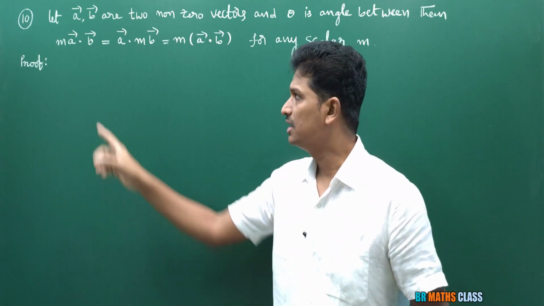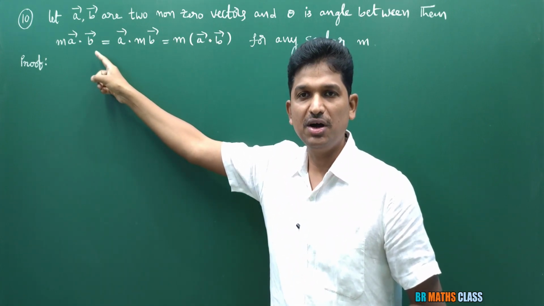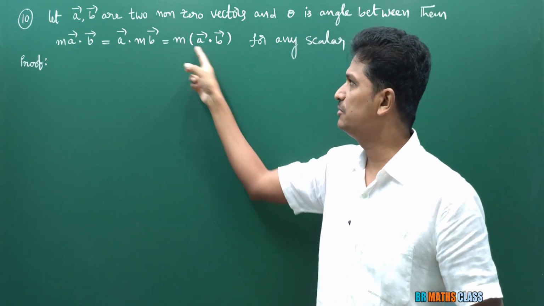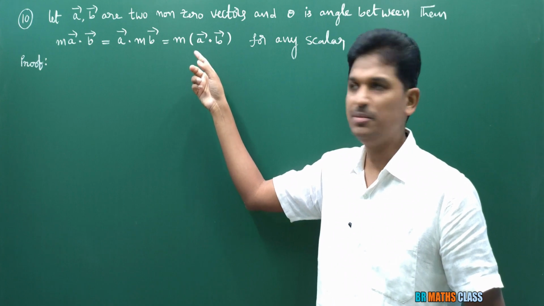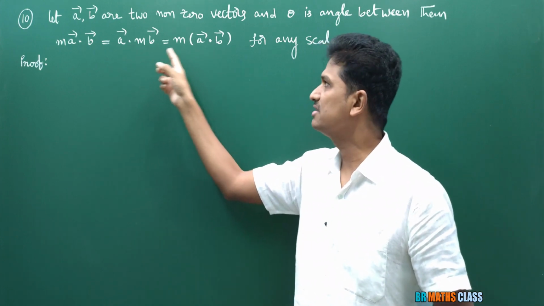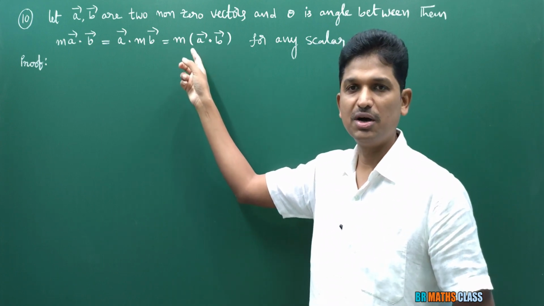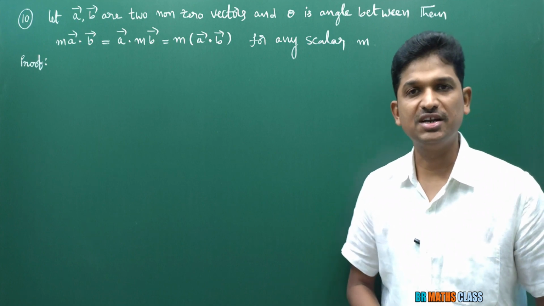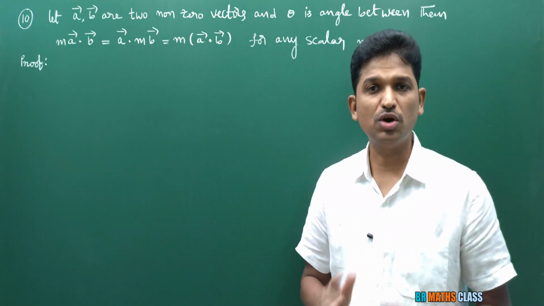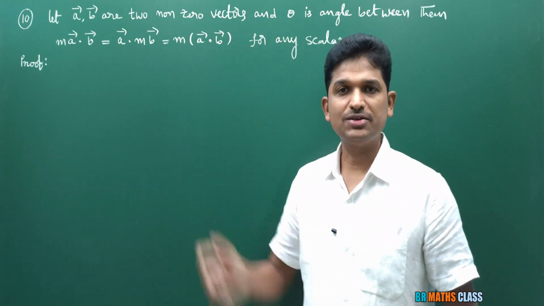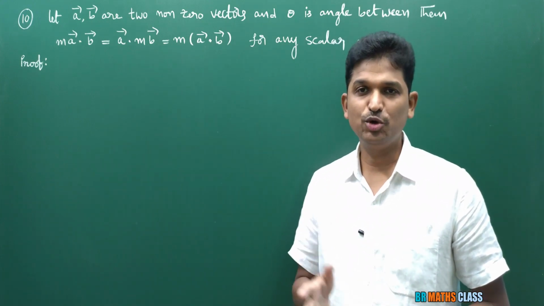What is that result? M A bar dot B bar can be written as M times A bar dot B bar. Similarly, A bar dot M B bar can be written as M times A bar dot B bar. What is M? For any scalar M, M is a constant. It may be positive, it may be negative, whatever M. Whatever the scalar M, this result always holds good. Why? That I am going to explain now.